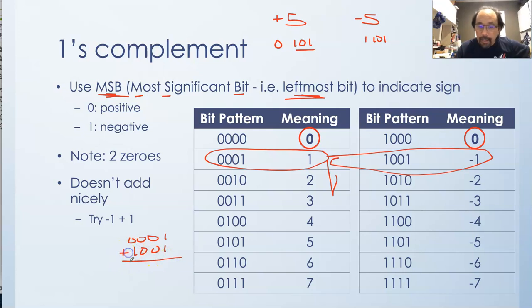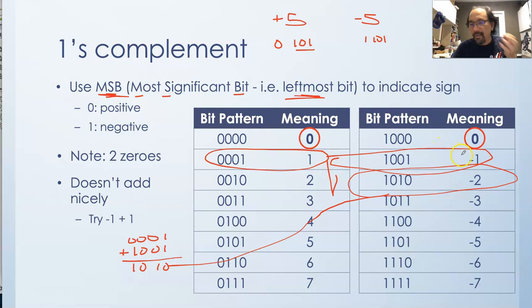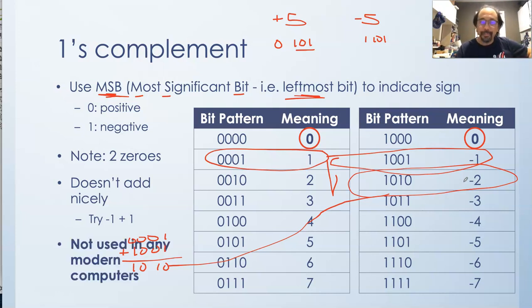If I add it in the normal way, I get the following, and I get the answer -2. I get the result that 1 plus -1 is not equal to 0, but it's equal to -2. And that's also annoying and inconvenient. There are ways to work around it, but it's not normal.